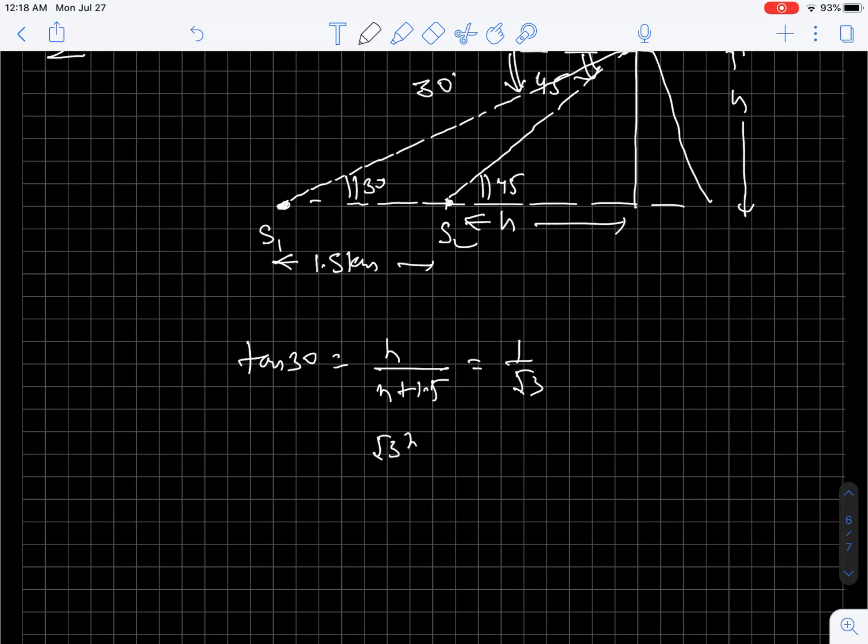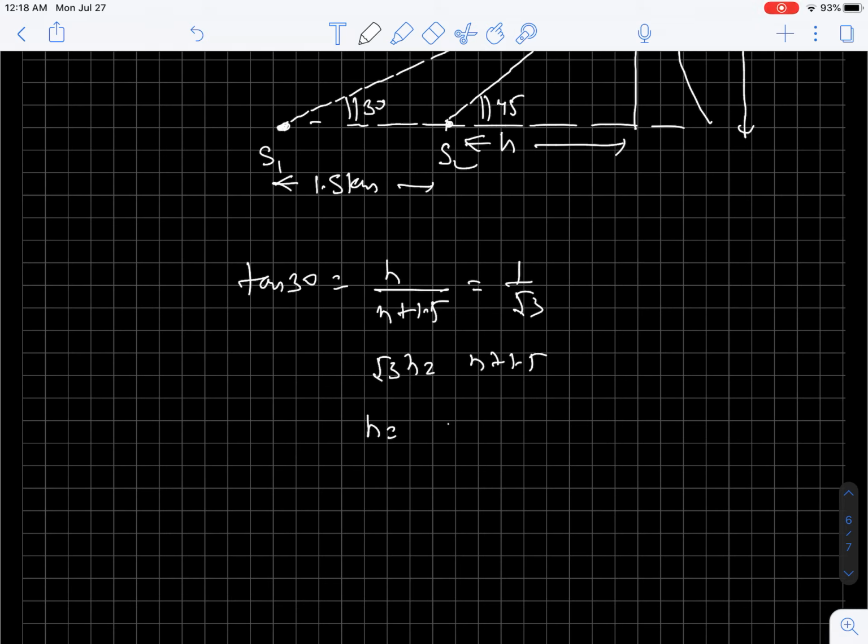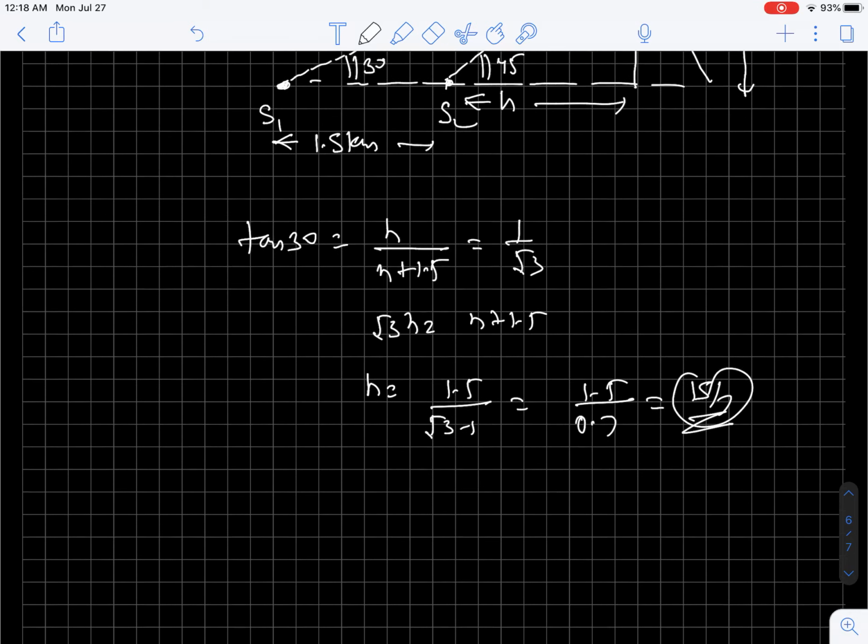You will get root 3 h is equal to h plus 1.5. So h is equal to 1.5 divided by root 3 minus 1. You know root 3 can be written as 1.7, so 1.7 minus 1, and that gives the height of the building in meters.